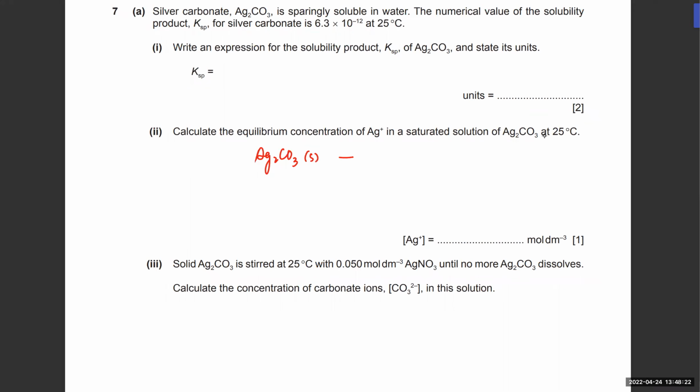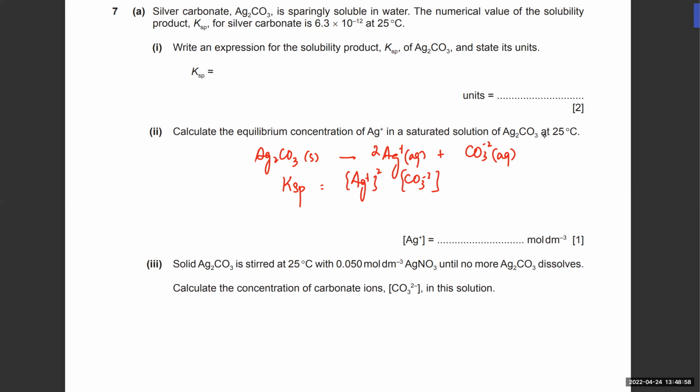It's going to dissolve and form ions: Ag+ aqueous in saturated solution. 2 silver ions would be produced and 1 carbonate ion aqueous would be produced. So your Ksp expression would be the silver ion concentration squared, and the carbonate ion concentration to the power 1.